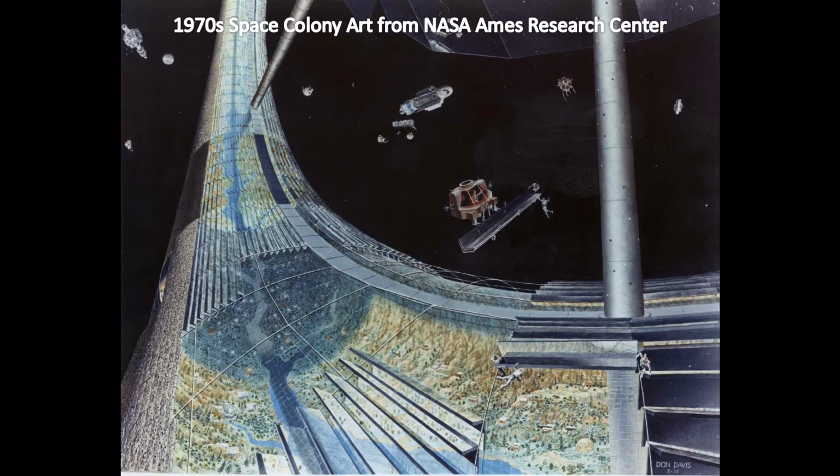People have thought of this before, in the 1970s. This is a space colony art from NASA Ames Research Center. So this is a huge space station with forests and trees and cities and everything. The whole thing is spinning around, creating artificial gravity. You might have seen this before.